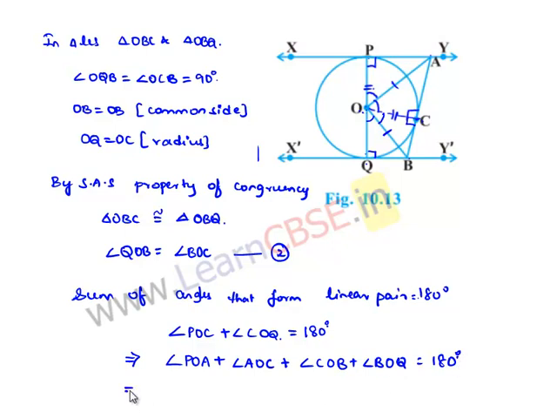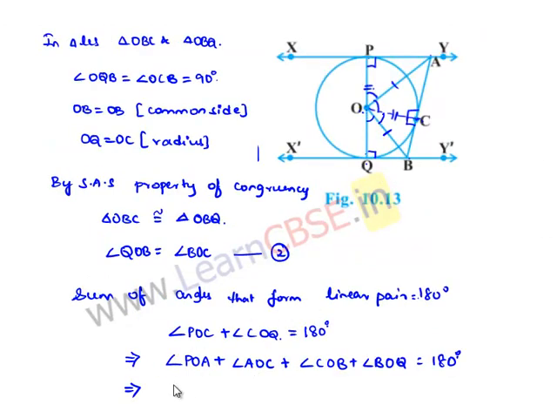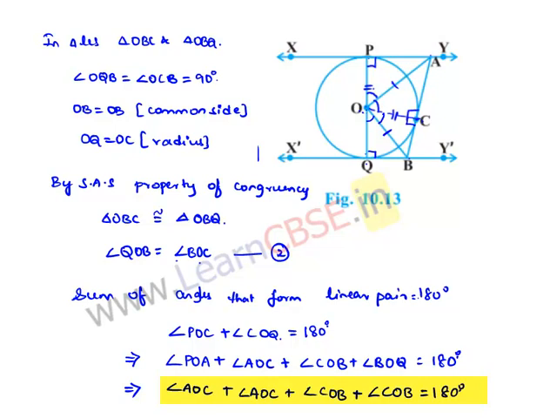In the first equation we got angle POA is equal to angle AOC. So let us substitute that. That is, angle AOC plus angle AOC plus angle COB, and angle BOQ or angle QOB we got as angle BOC in equation number 2, which can also be written as angle COB, that is equal to 180 degrees. Angle AOC plus angle AOC is 2 times AOC, and angle COB plus angle COB is 2 times COB.